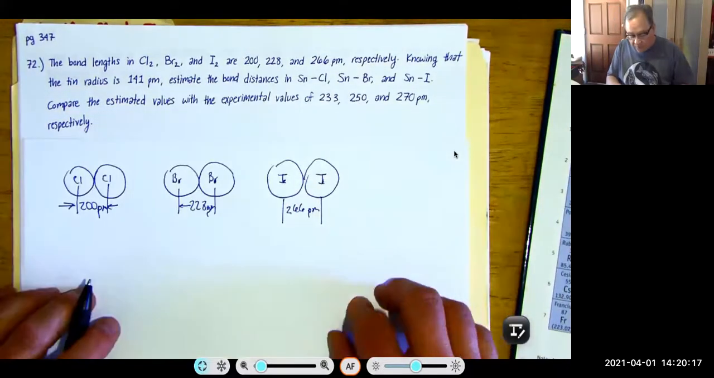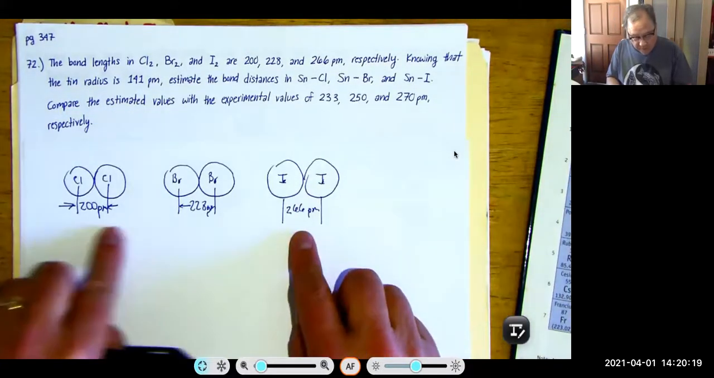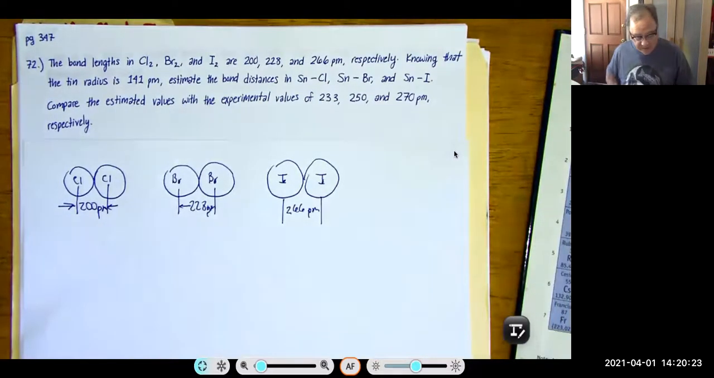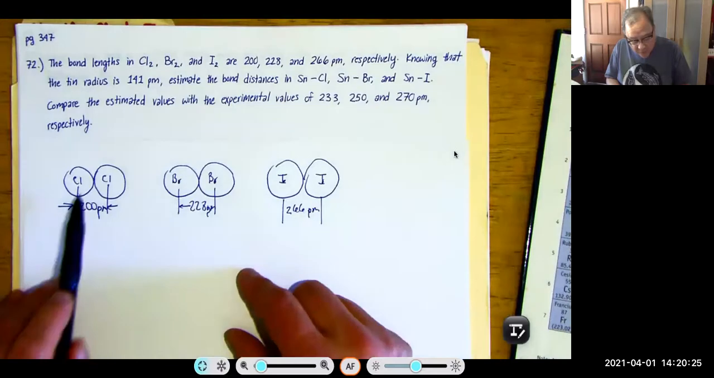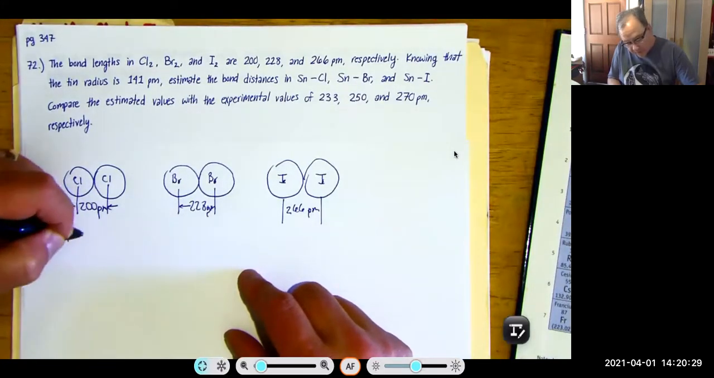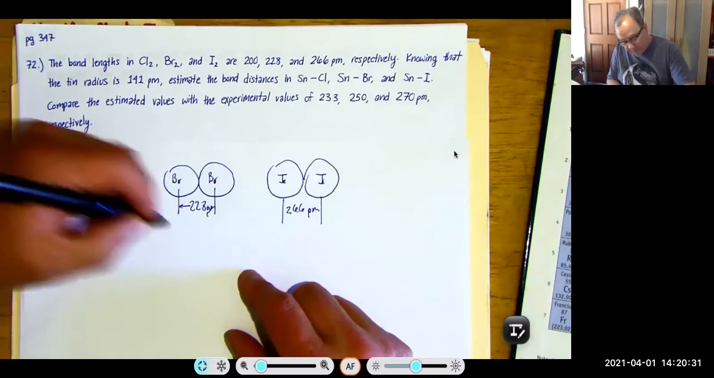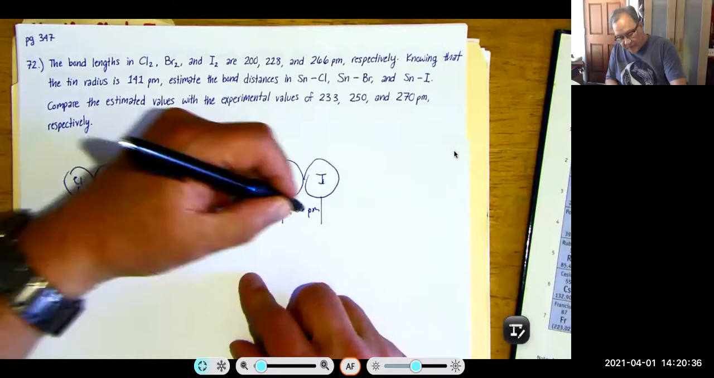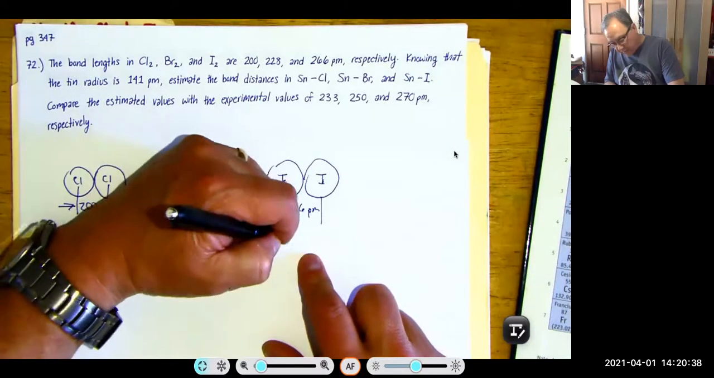Okay, so what do we want to take away from this? We want to take away that we can get the radius from the bond length. The bond length is clearly one radius plus another. So the radius here is going to be 100 picometers, the radius here is going to be 114 picometers, and the radius here is going to be 133 picometers.